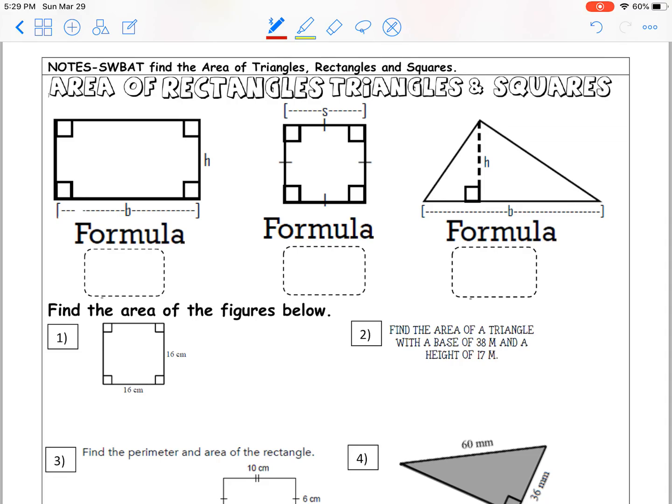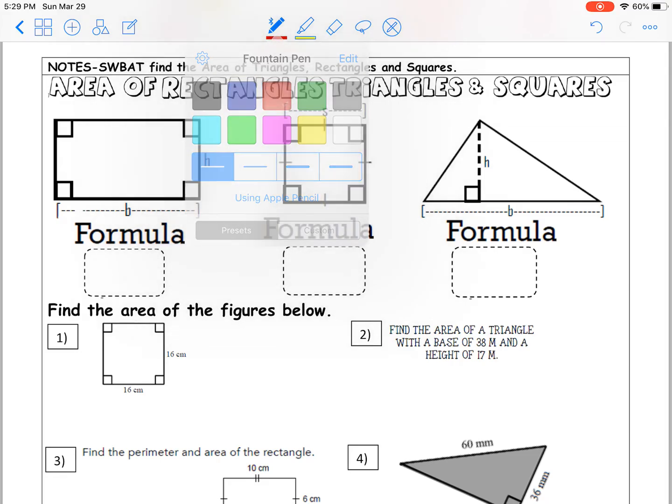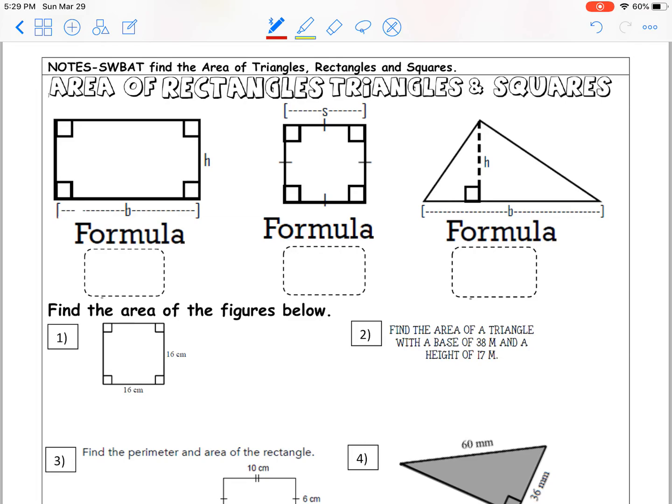We're going to start by recalling the formula of the rectangle. The formula that we use to calculate the area of the rectangle is area equals base times height. From Algebra 1, you used to use length times width, but it's exactly the same thing.